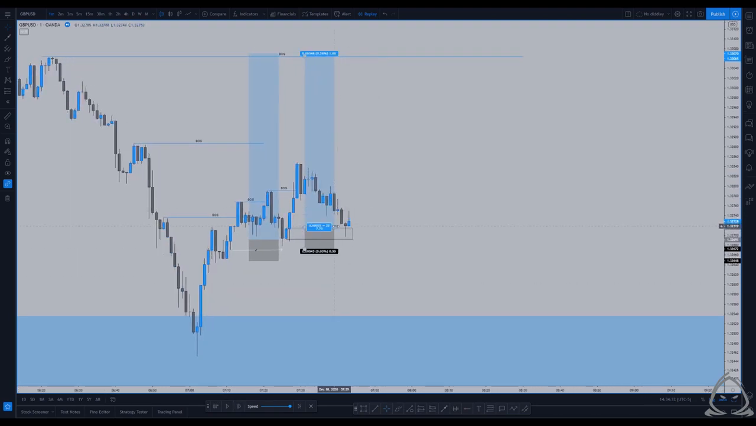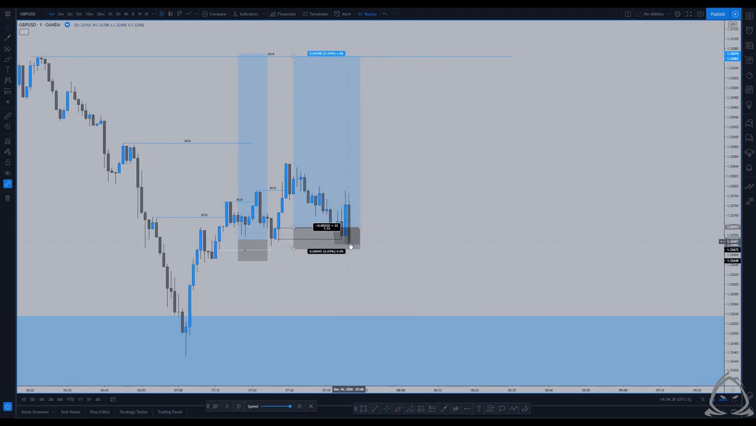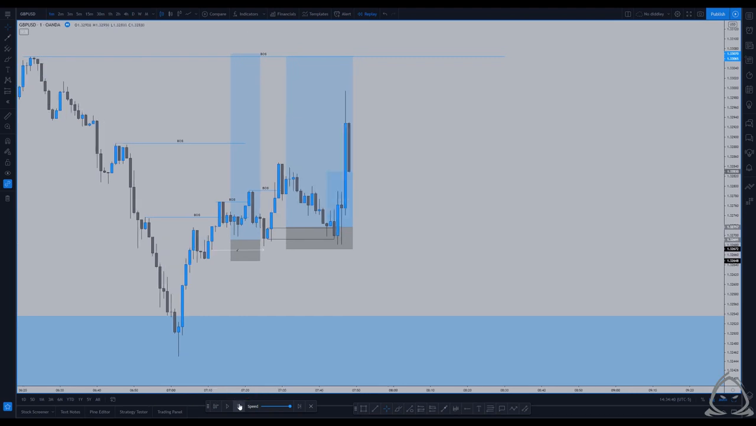Price taps in, it would tag this entry in. You can see we get a little bit of drawdown, some stress, and then we get momentum. This is where I looked at the charts and went, oh no, I missed the trade. I was making coffee. Coffee's important, so I let it slide.